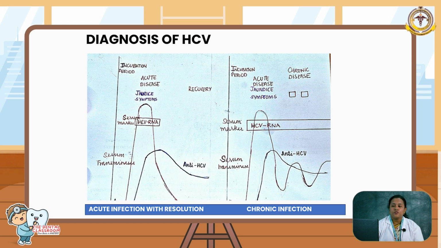Then the diagnosis of hepatitis C virus. The hepatitis C virus is diagnosed in the serum by the identification of hepatitis C virus RNA. After its disappearance, the anti-hepatitis C virus antibody appears in the serum. But this antibody will not confer lifelong immunity because of the genomic instability of the virus. So, because of this, it is difficult to develop an effective vaccine against this virus.